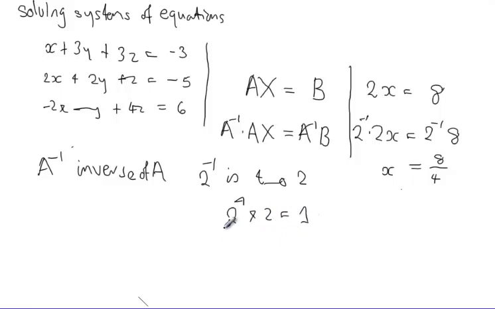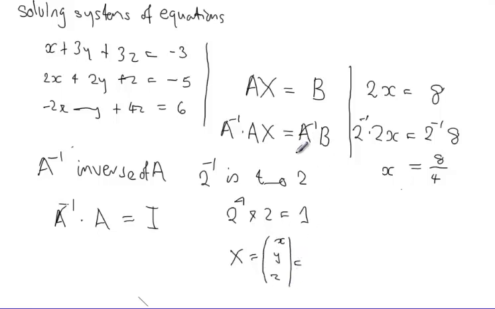So here, if I multiply A to the power minus 1 by A, I'm expecting to get the identity matrix. So then, if I multiply by the identity here, I'm going to get X, and my X is actually X, Y, Z.